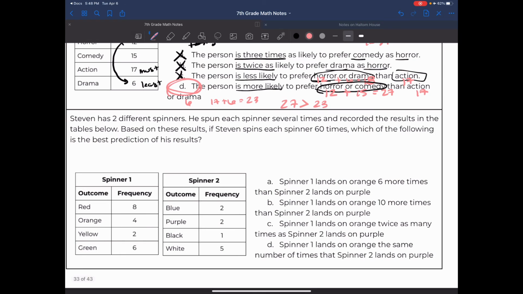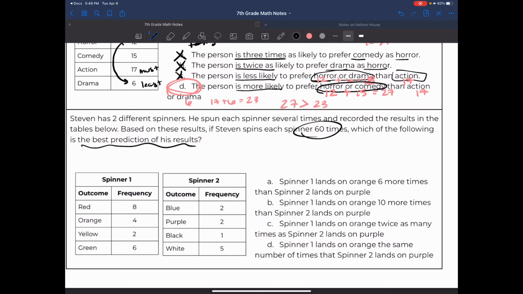Steve has 2 different spinners. He spun each spinner several times and recorded the results in the tables below. Based on these results, if Steven, did I say Steve? I meant to say Steven. If Steven spins each spinner 60 times, I need to remember that. That's my new amount. Each spinner 60 times, which of the following is the best prediction of his results?